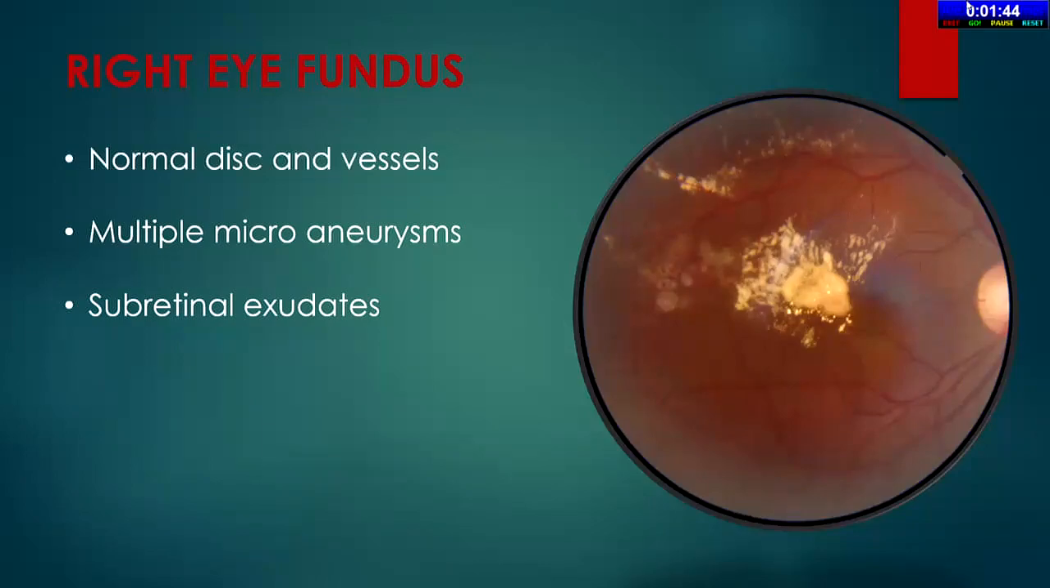He had normal discs and vessels. His temporal retina showed multiple microaneurysms, and he had a big subretinal exudate plaque sitting at the macula, which was causing the defective vision. His foveal reflex was also absent, indicative of macular edema, but his periphery was normal.